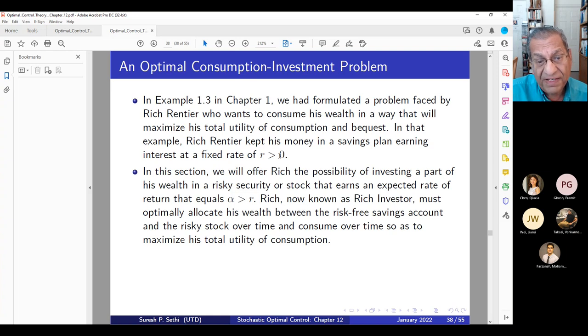We are now allowing Rich the possibility of investing in the stock market. The stock market can have several stocks.